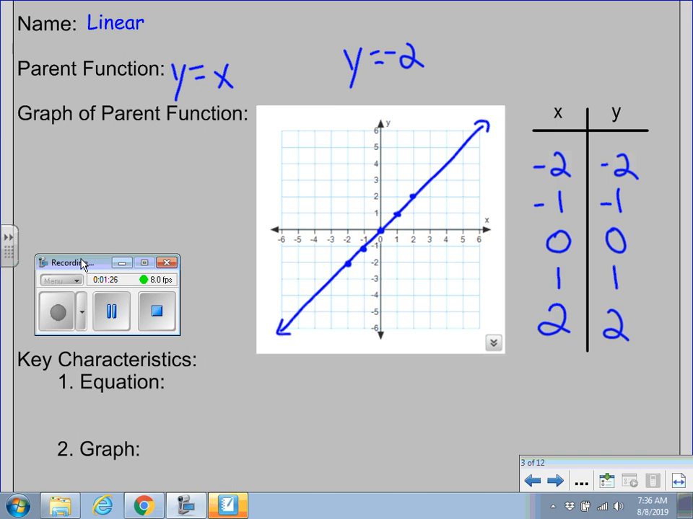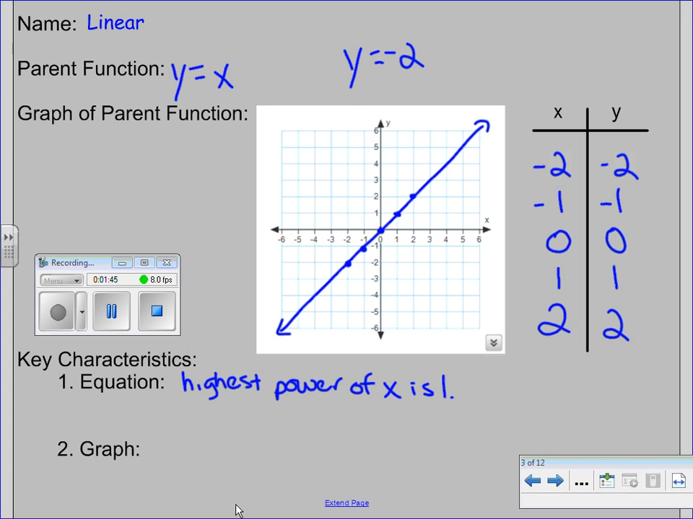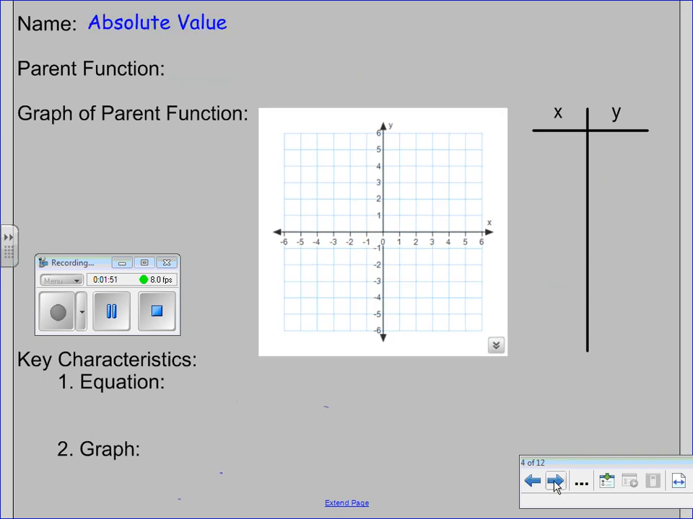So how are we going to recognize that it's a linear equation? Well, the highest power of x is 1. If you have any higher power like x squared, x cubed, it's no longer linear. How do we recognize the graph? It's just going to be a line, linear. Very simple. Our second parent function is our absolute value function.